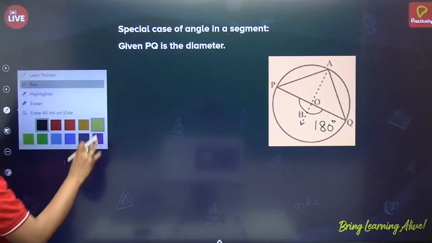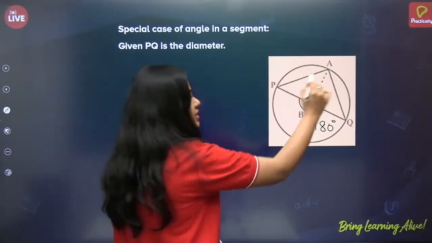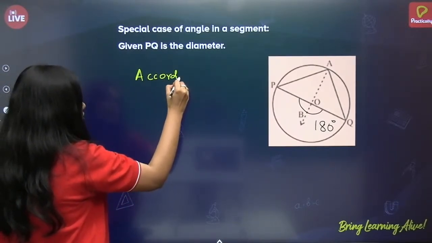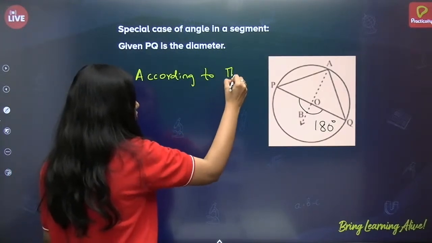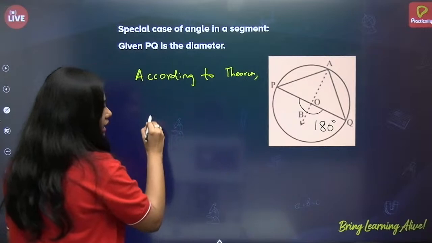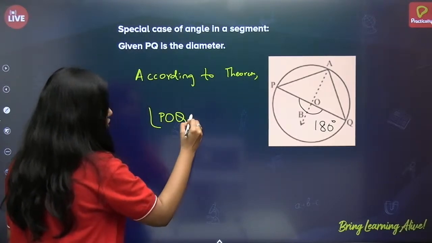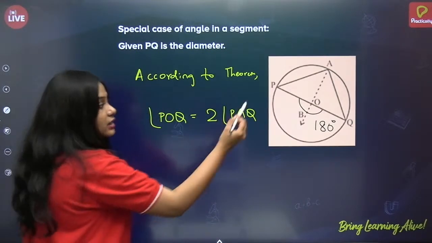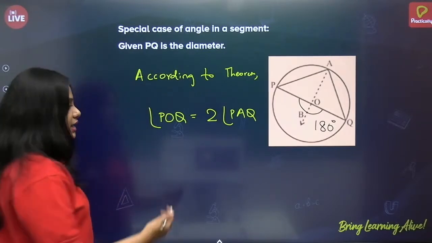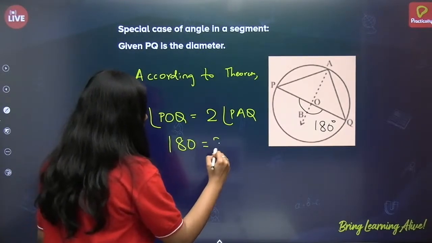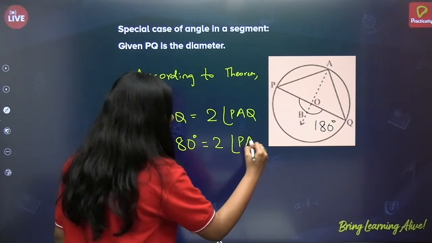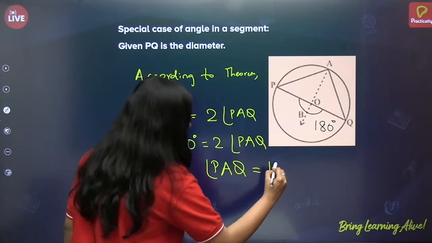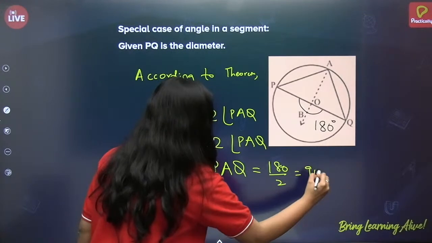Let us find out. And if you know, do type in the comments what will be the angle PAQ. Okay. And according to the theorem, what do we know? Angle POQ is equal to 2 times angle PAQ. But what is angle POQ? It is 180 degrees. So 180 degrees is equal to 2 times angle PAQ. So angle PAQ is equal to 180 by 2, that is 90 degrees.